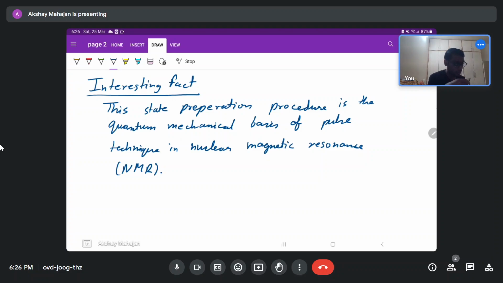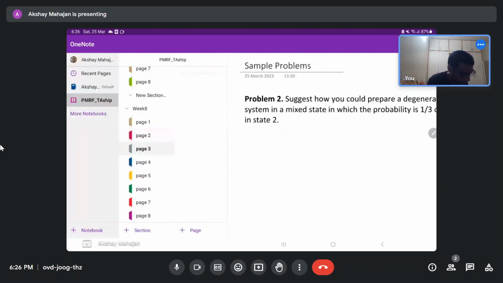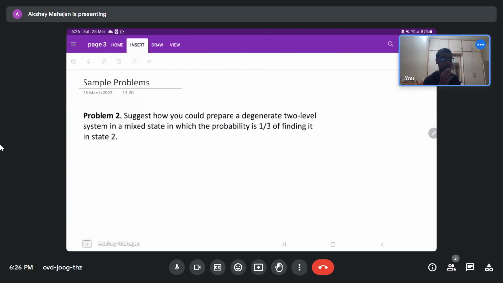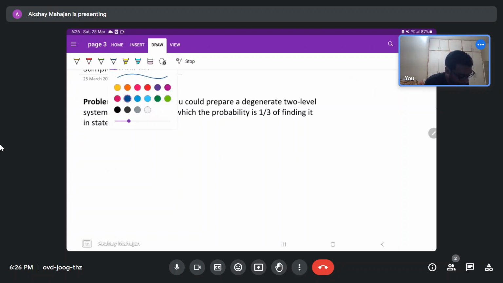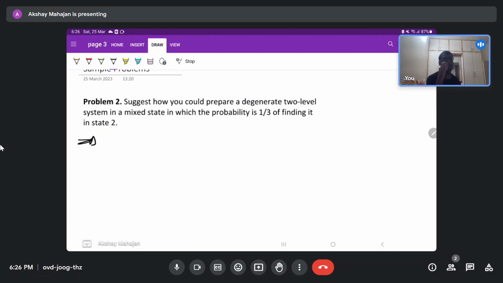All right. Let's move on to problem number 2. Problem number 2 is similar to the problem that we just solved, but now we have to suggest how you could prepare a degenerate two-level system in a mixed state in which the probability of finding it in state 2 is 1/3. So instead of 0.5 it is 1/3, but that doesn't matter. The procedure will be the same.